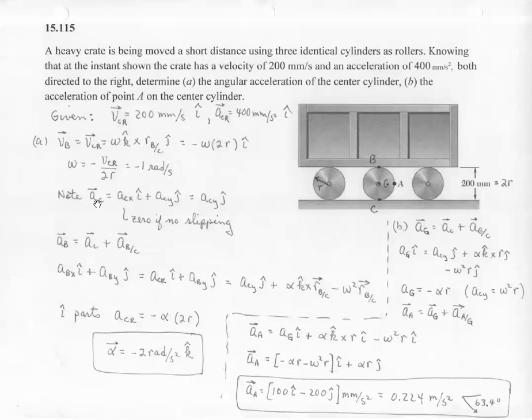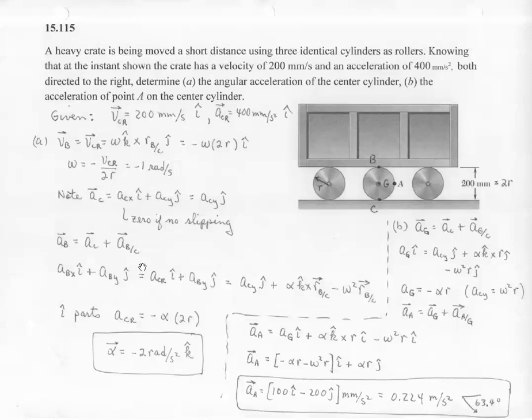Now note that a sub C is the acceleration of point C, which can be broken down into two parts, a sub Cx i plus a sub Cy j. This is in general. But if there's no slipping occurring, then a sub Cx is going to be 0, so we only have a sub Cy times the j unit vector. So I'm going to write the acceleration of B as the acceleration of C plus the acceleration of B with respect to C. And the acceleration of B has two parts, a sub Bx i plus a sub By j.